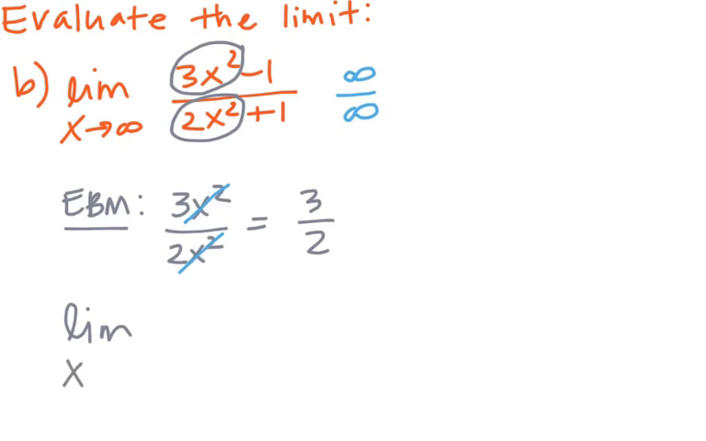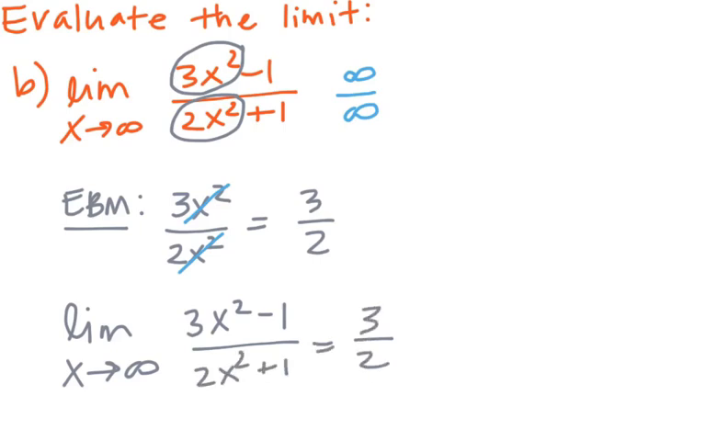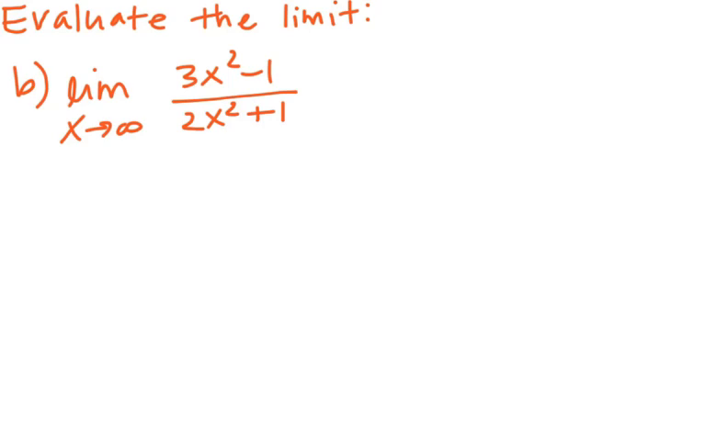So for our answer, we simply would have written the limit as x approaches infinity of 3x squared minus 1 over 2x squared plus 1 is simply 3 over 2. Okay, so this one wasn't so bad. It was just kind of not the most concrete thing for some of us, so we still struggled a bit with that. So now let's try it with L'Hopital's rule.